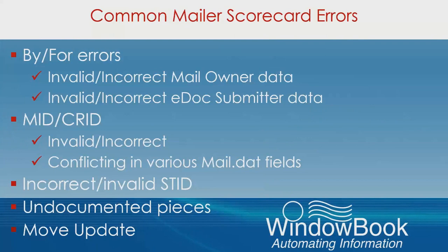Now, the most common Mailer Scorecard errors fall into a few categories. These include by-for errors, where the mail owner, mail preparer, or EDOC submitter data is invalid or incorrect. Now, keep in mind, this data appears in multiple places in the EDOC. So sometimes the correct data is in place in one field, but conflicting or incorrect data appears in another field. This information can consist of MIDs, CRIDs, or permit data.